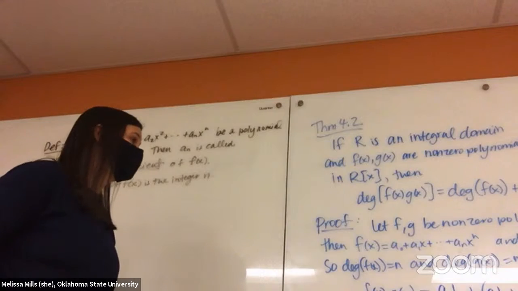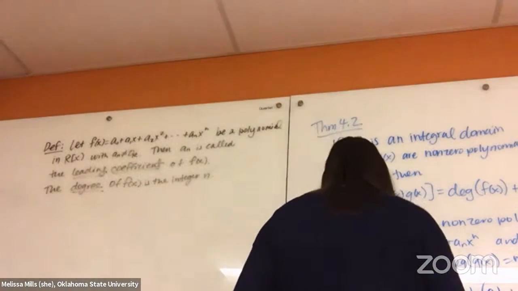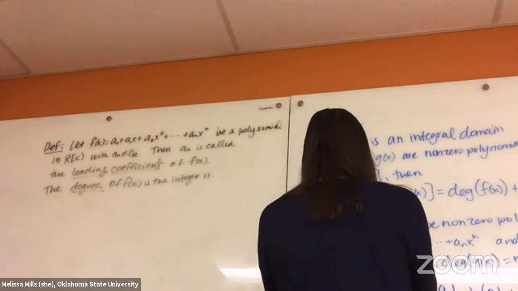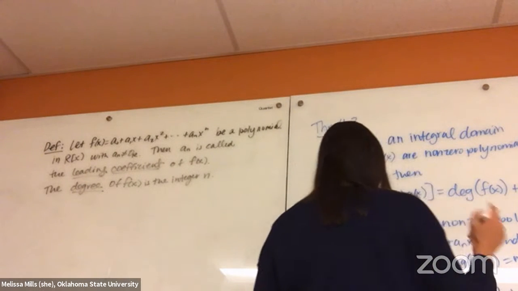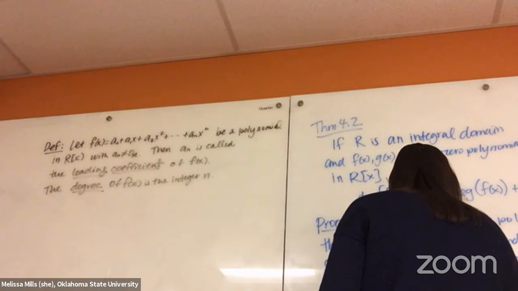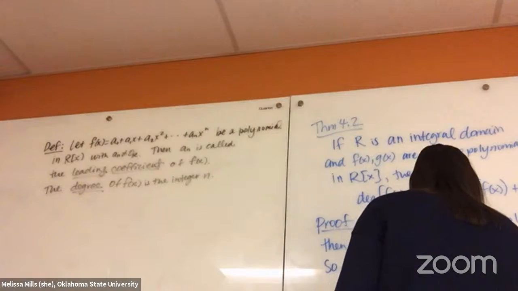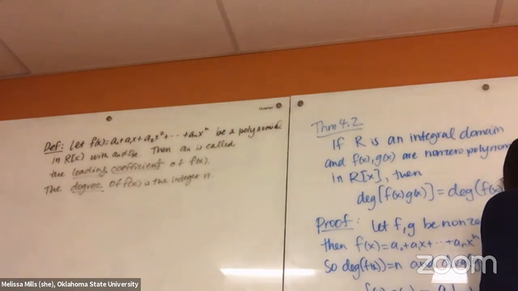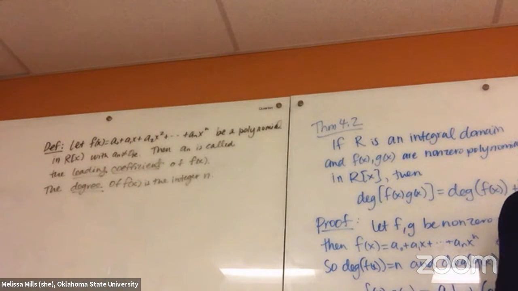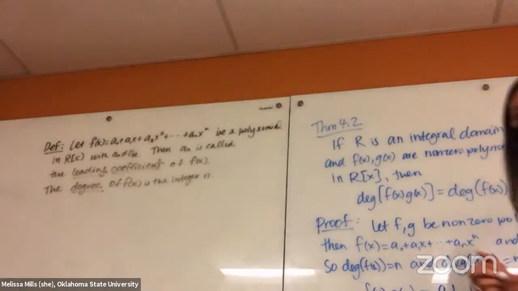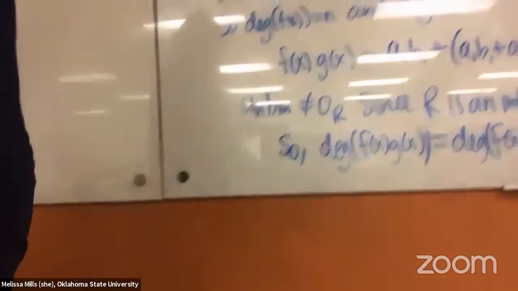Okay, so the degree, I'm out of space. So the degree of f of x times g of x is equal to the degree of f of x plus the degree of g of x. So I got down to the end right there.